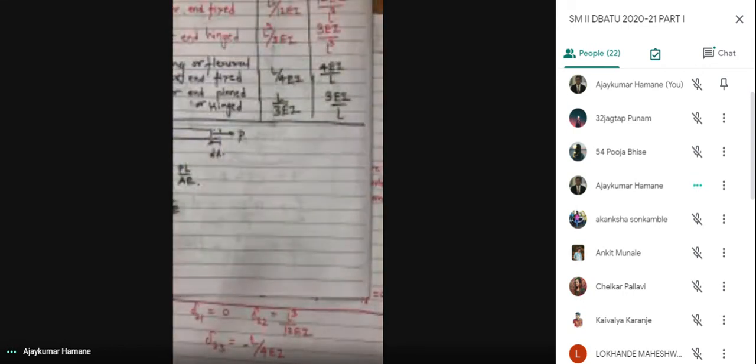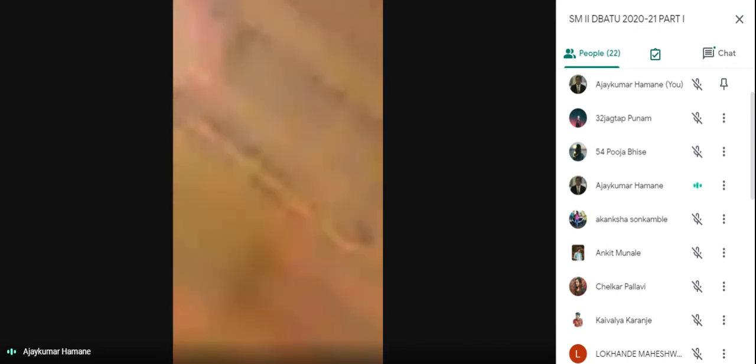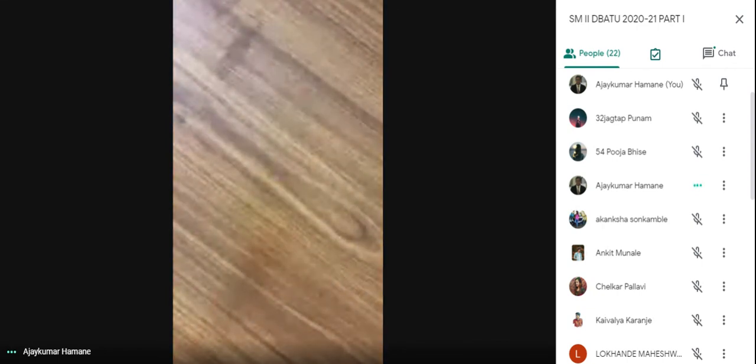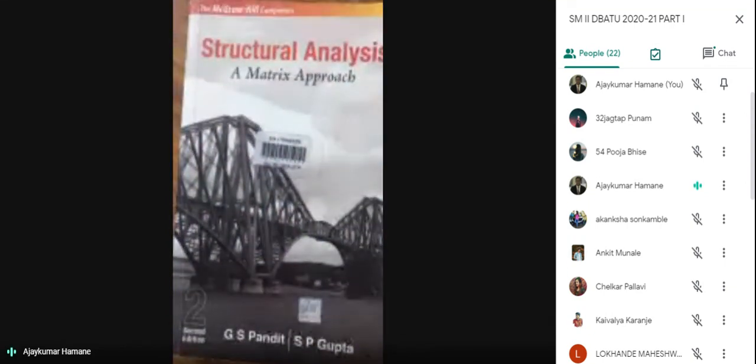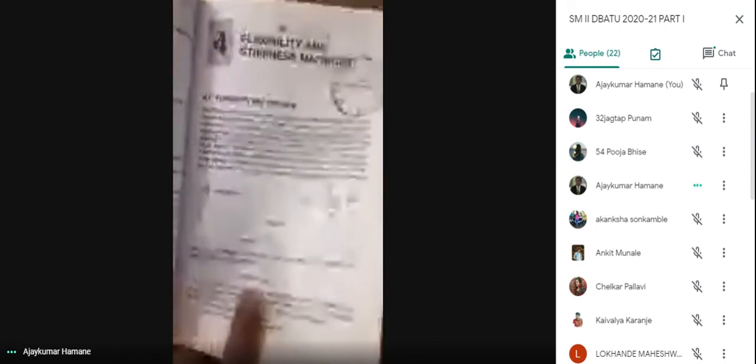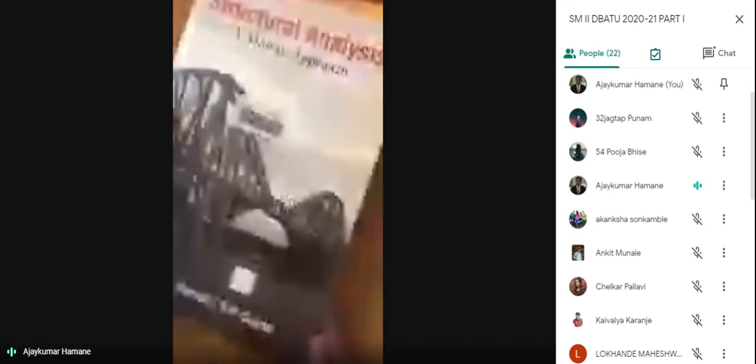Okay, students, till now you can have the break. For this you can use the book Structural Analysis by Matrix Approach Method by Pandit and Gupta. Here we have flexibility and matrix method, chapter 4-1. Okay, we'll stop here.